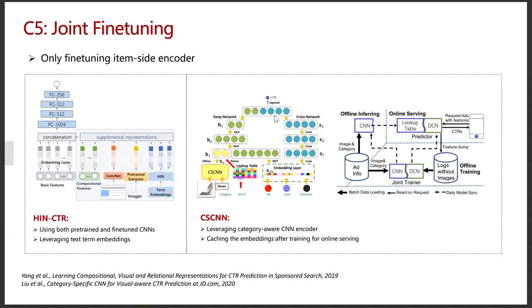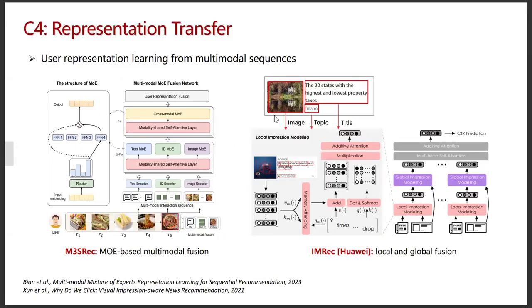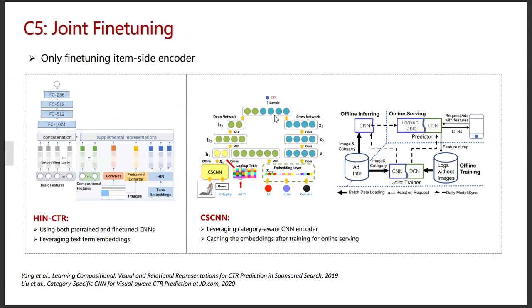Okay, and the last category is about joint fine-tuning. The first one is how to fine-tune the modality encoder in the downstream task. In these two works, they only focus on fine-tuning the item side encoder. Especially in CTR prediction, we have a user encoder and an item encoder. And to reduce the fine-tuning overhead, these two works only fine-tune the item side multimodal encoders. So here they can add the CNN network as an item feature encoder. After joint fine-tuning, they can cache the embeddings as supplementary features directly. And then when serving online, the encoders can be dropped.